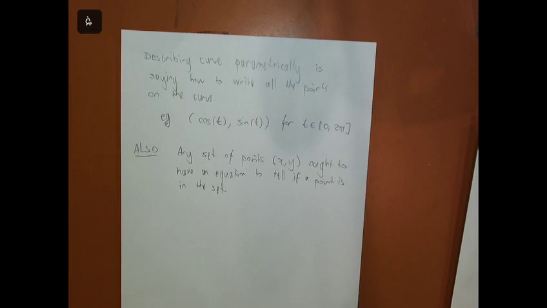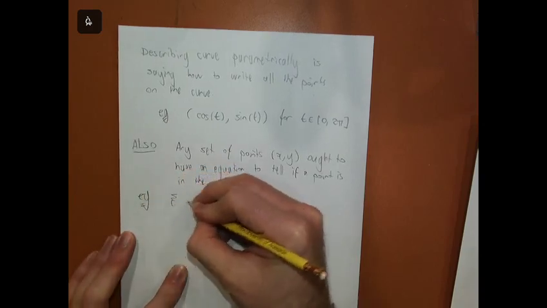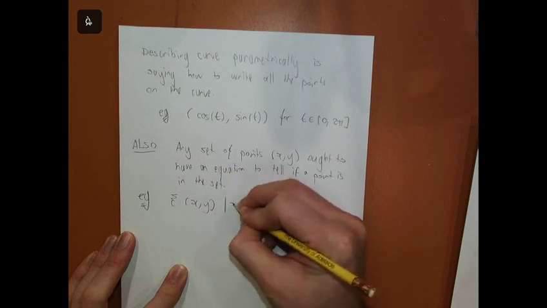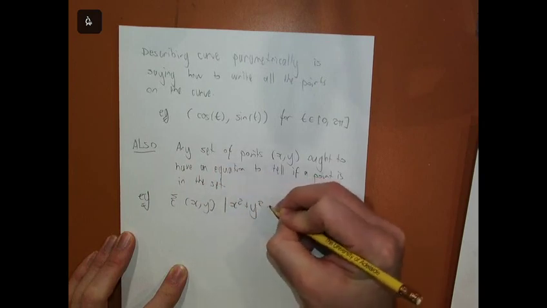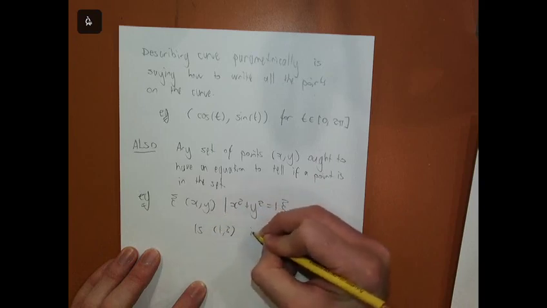Well, there's an alternative description of a curve, or indeed any set of points, which is you might have an equation which, if you sub the coordinates in, it will tell you whether it's on the curve or not. And the best way is to do it with an example. So, for example, the set of points (x, y) such that x squared plus y squared is equal to 1. Is the point (1, 3) in this set?